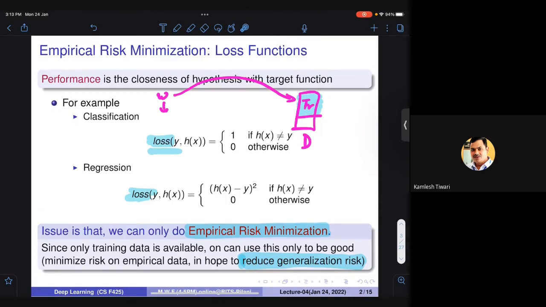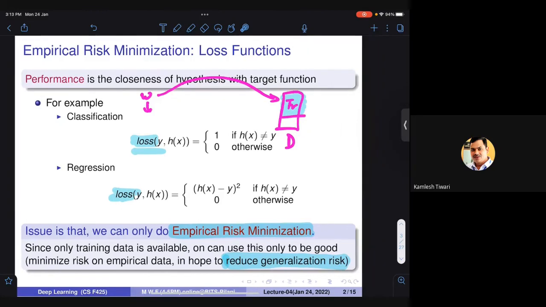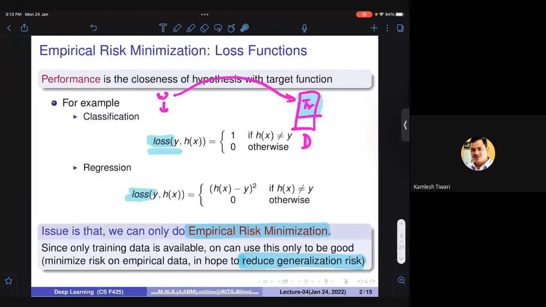Make sense? Since only the training data is available, you can only use this data to change. This particular concept is called empirical risk minimization: if you want to be better, you have to minimize the error over here only, and this is going to lead you to find the right parameter. Any questions on that? Make sense?